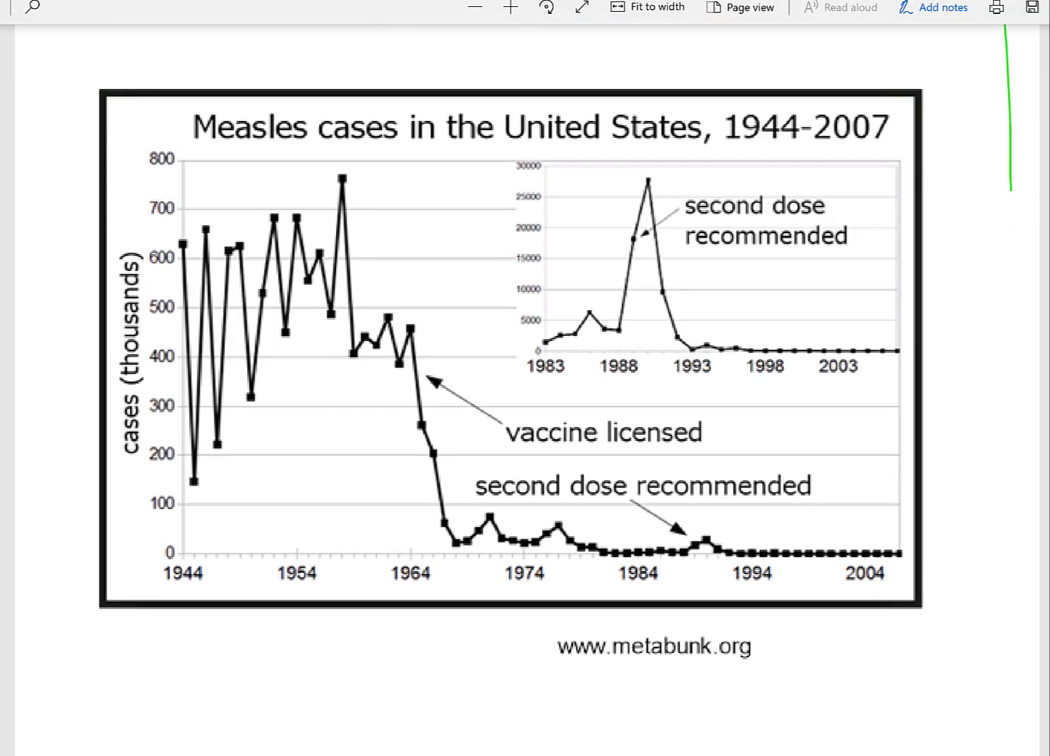Okay, here we're looking at measles cases in the U.S. from 1944 to 2007. Again, just a real world example that shows a lot of increasing and decreasing. And then we see a huge decrease in 1964, 65, when that vaccine is licensed. And then even though there are some increases towards the end, it's very constant.